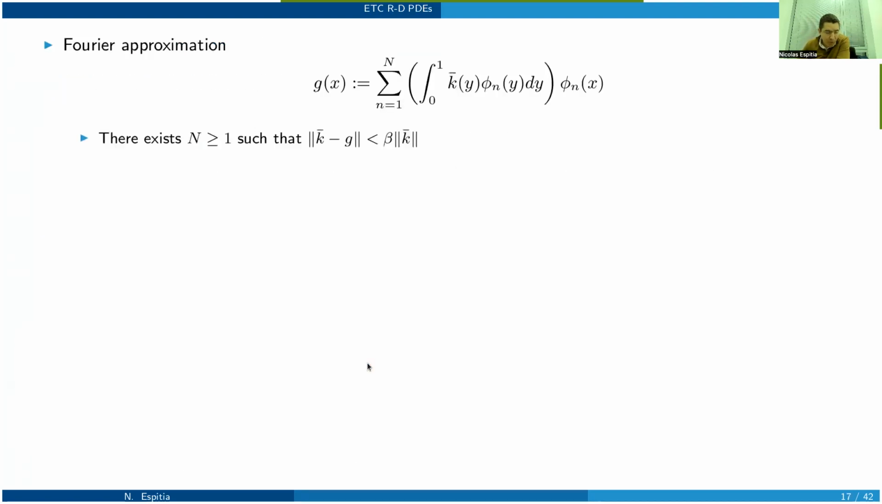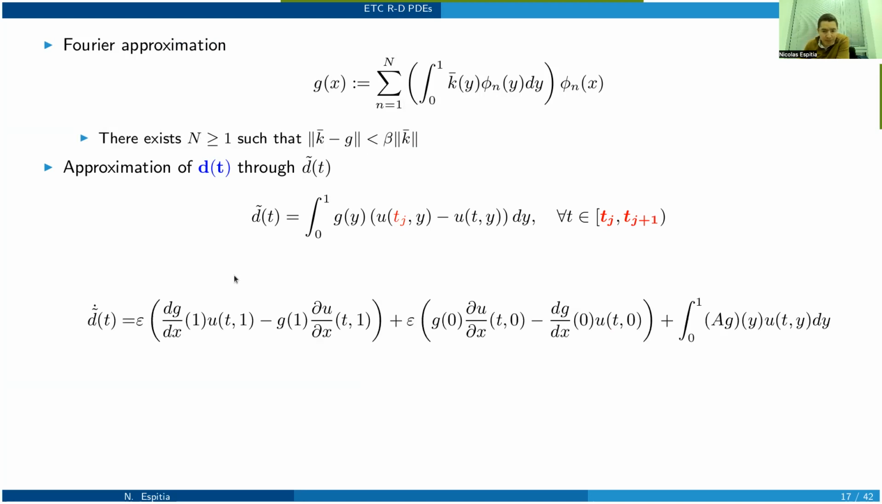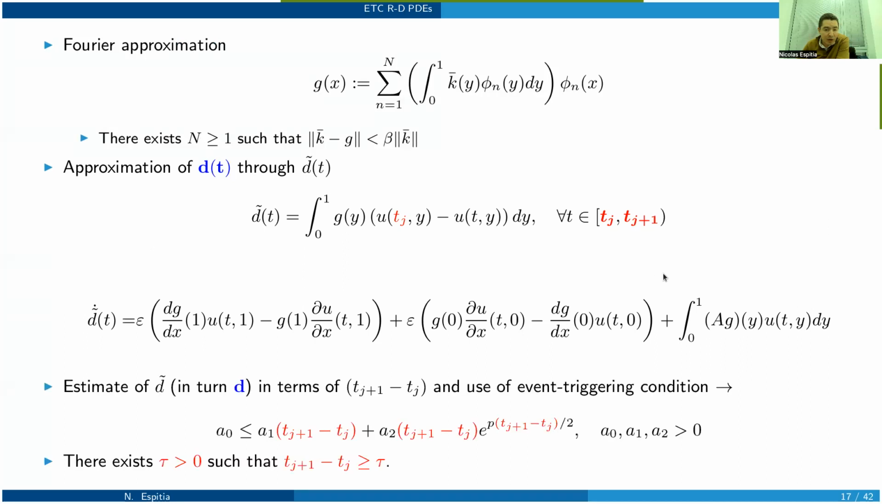So what we try to do is to use some approximations. We start with a Fourier approximation of the kernel gain. We call it G, okay? And then we try to approximate the deviation D through what we define as tilde D. Tilde D here is still a deviation, but with a nicer kernel. Now we take the time derivative, and then we are able to find useful upper bounds.